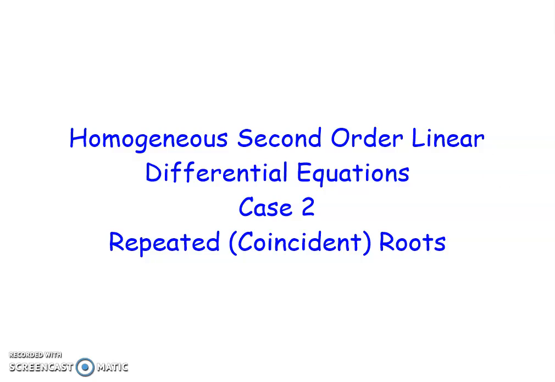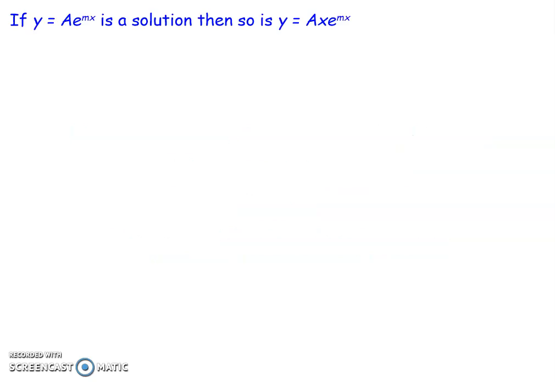We're going to look here at the second case of solutions for homogeneous second-order linear differential equations. This is when we have repeated or coincident roots as the solution to our auxiliary equation. Now, there's a rule we have to remember and recall in order to be able to look at these solutions and work them through. And that rule is that if y equals ae to the mx is a solution, so is y equals ax e to the mx.